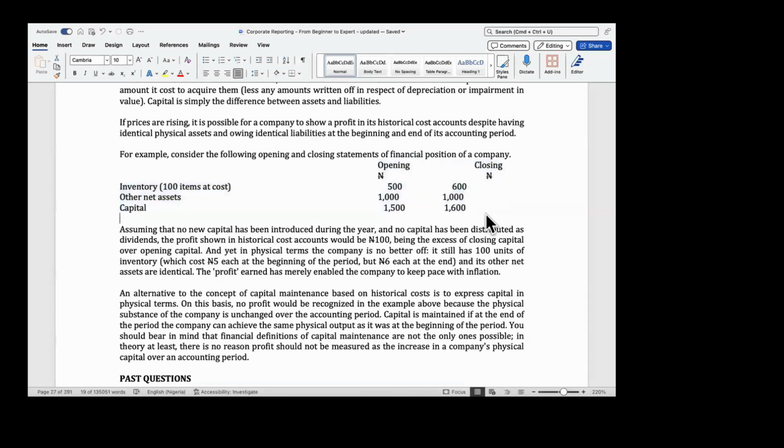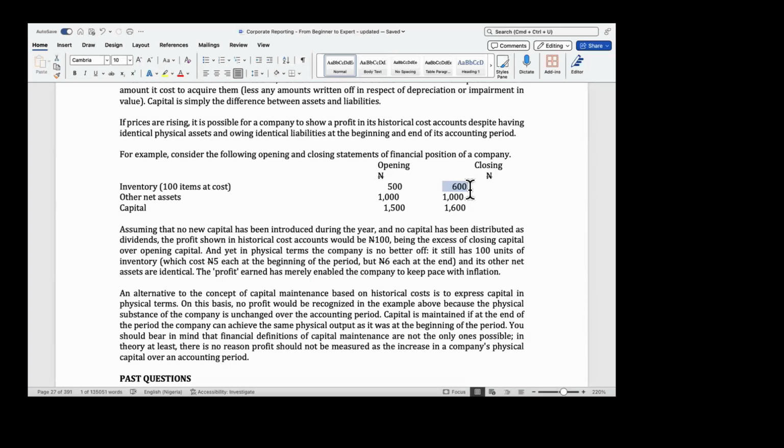For financial, we will say that we have made a profit because our capital at the end is 1,600 and our capital at the beginning is 1,500. So we have made a profit of 100 naira. And you can even go ahead and distribute that 100 naira to shareholders. You will run into trouble. Because when you look at it physically, that extra 100 naira will just enable this guy to sustain and retain these 100 units. Because at the end, these 100 units can be produced with 600 naira. The value is now 600 naira.